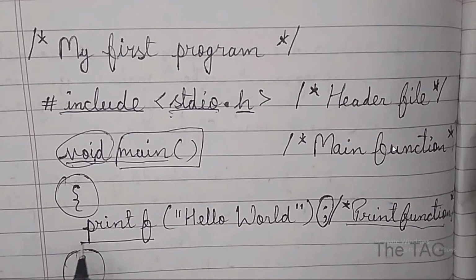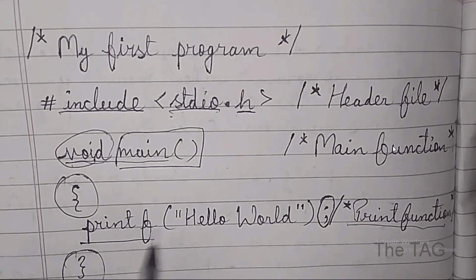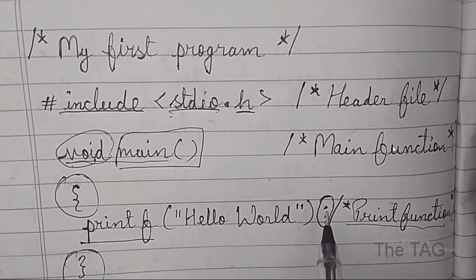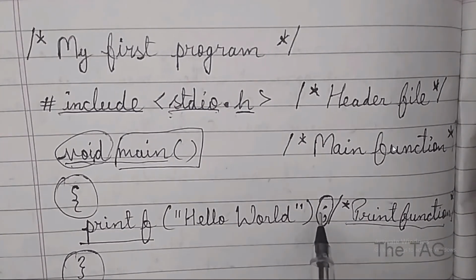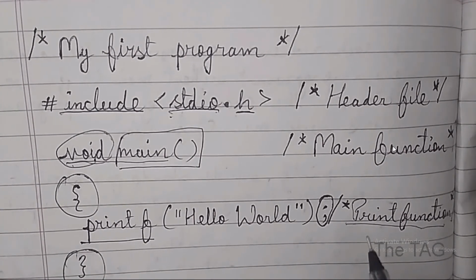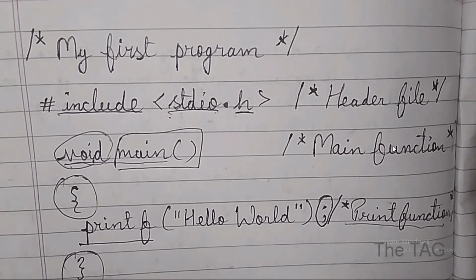Printf stands for print function. It is used to print any string in the output. Now the end of this line is marked with a semicolon, which is used to end any line in programming, similarly as we use a full stop to end any sentence in the English language.